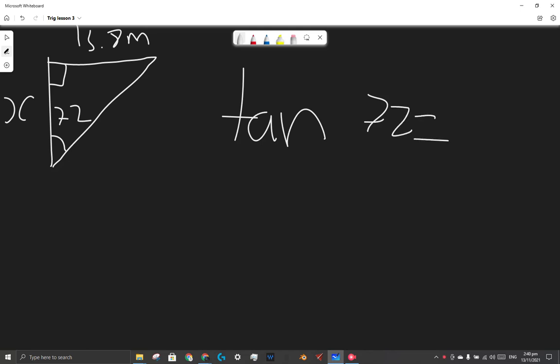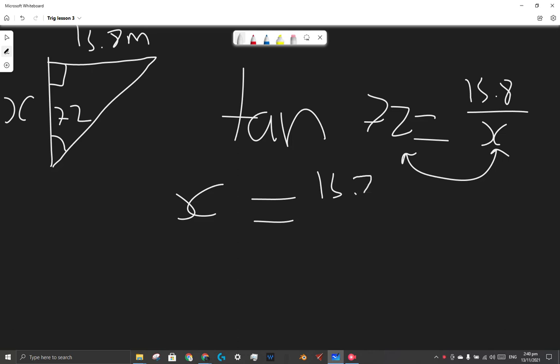So we know that tan 72 equals the opposite, which is 15.8 over x, and what we're going to do here is swap these around. So x goes into the place of tan, and tan goes into the place of x. So x equals 15.8 over the tan of 72.